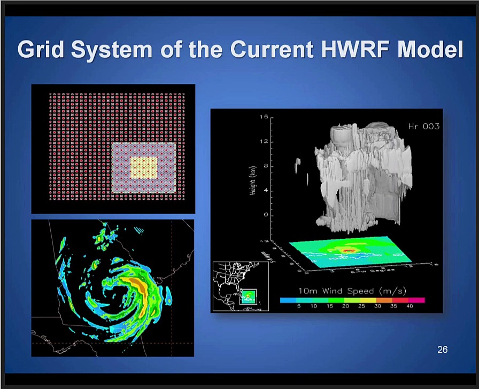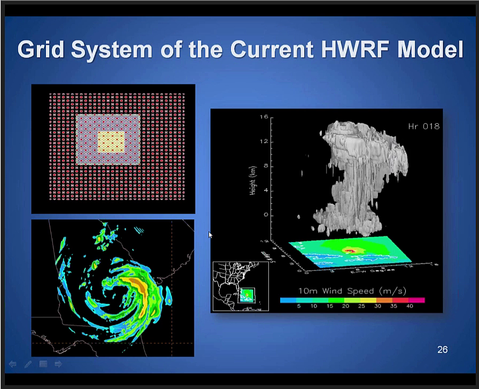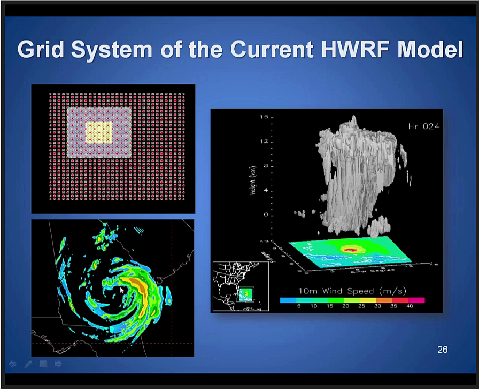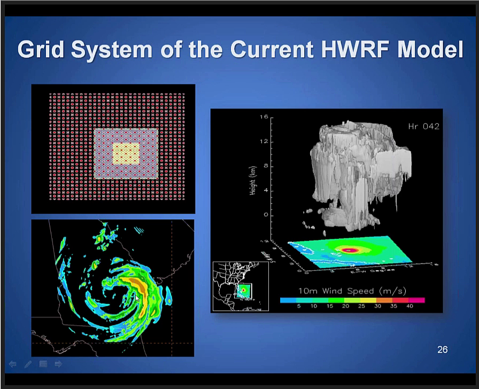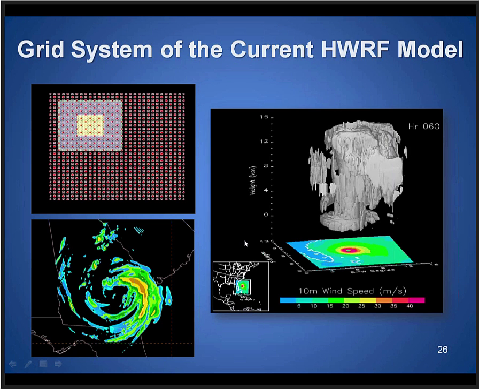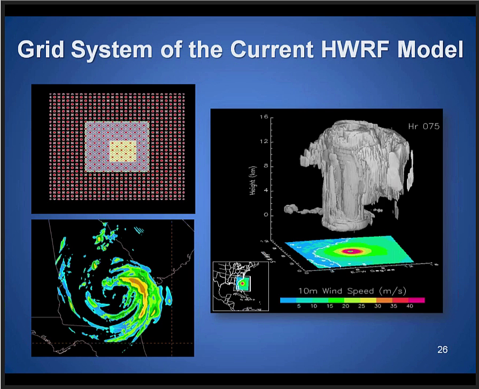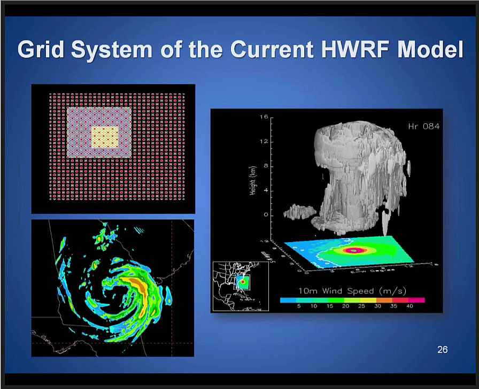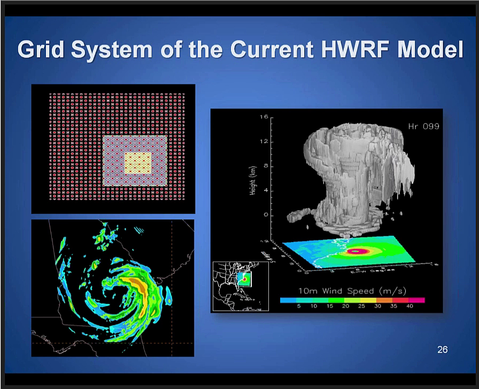So this gives a couple cartoons of the grid system and what it might look like from representation of the precipitation from the HWRF model and the surface winds and the convective structure. So it's getting to be more and more realistic. Doesn't always mean it's a great forecast, but the output is becoming much more lifelike.